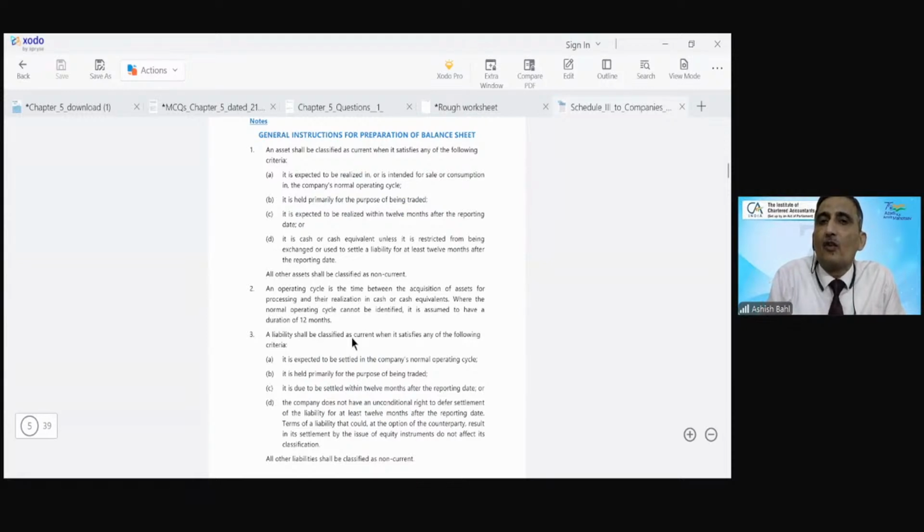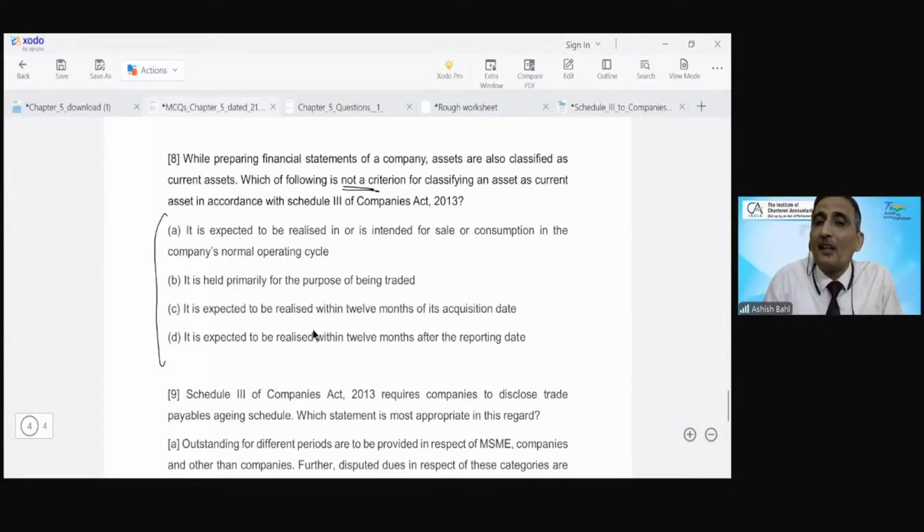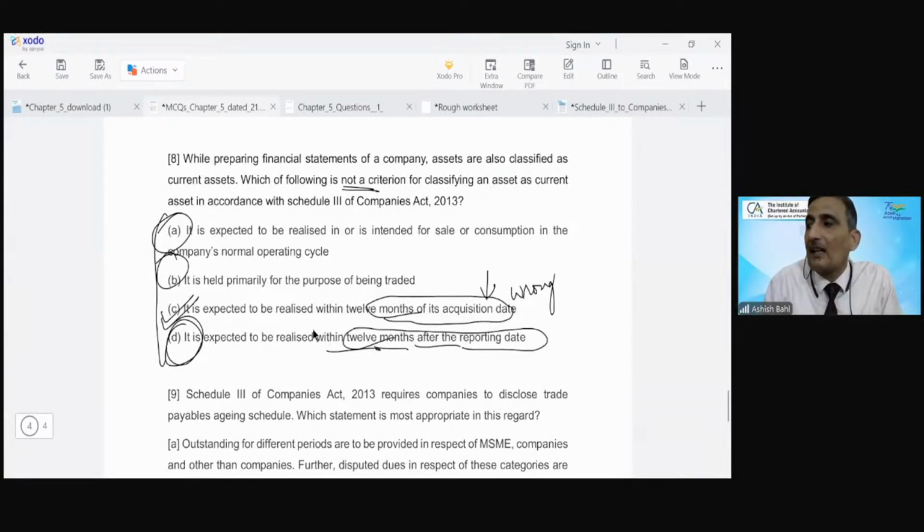The asset would be classified as current if it is expected to be realized in the company's normal operating cycle. It is expected to be realized within 12 months after the reporting date. It is held for the purpose of being traded. So what is written here? It is expected to be realized within 12 months of acquisition date. This is wrong. This is not a criteria. So the answer is C. All three are criteria. It is expected to be realized within 12 months after the reporting date, not the acquisition of asset date.